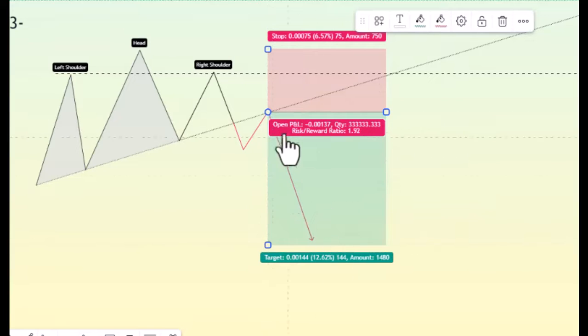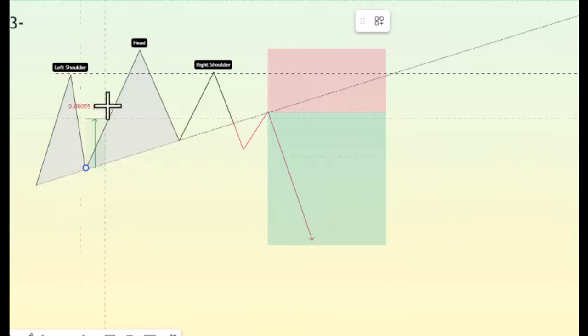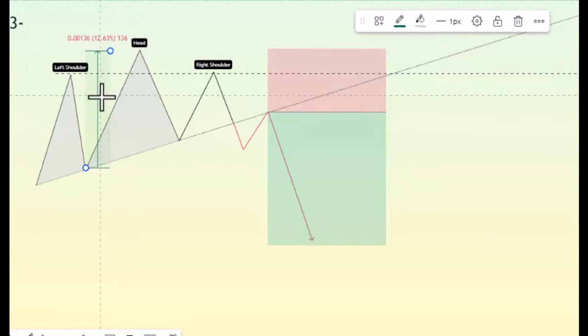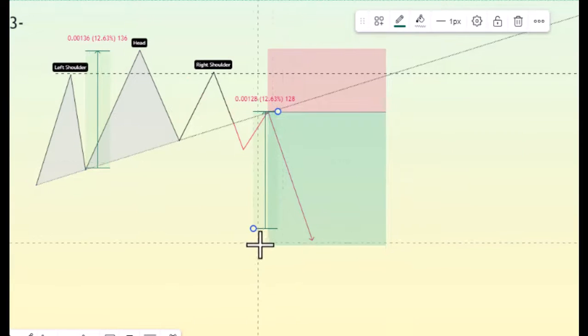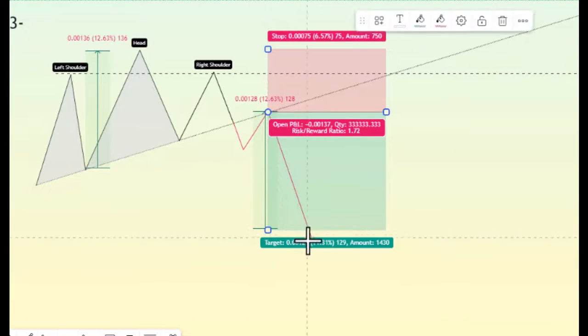For the target, we can use a level that happened before, or we can use the height of the head. Let me show you. We have a measurement here, and we copy and paste it here. This is our target.